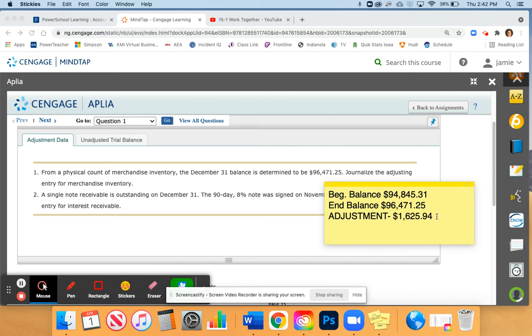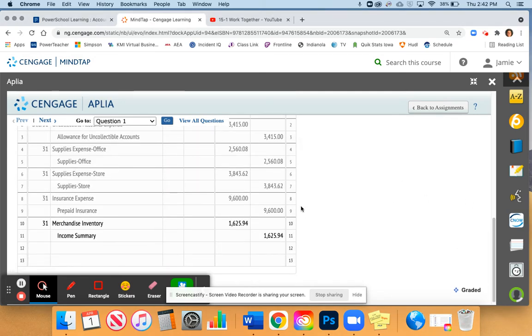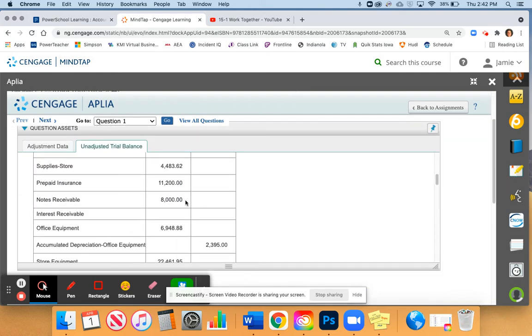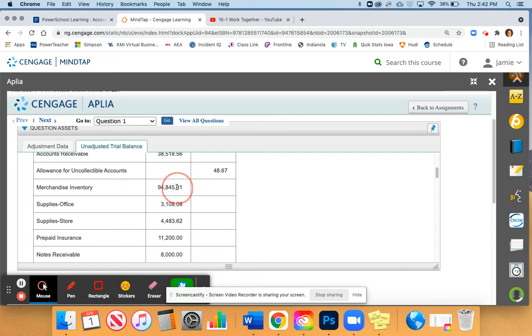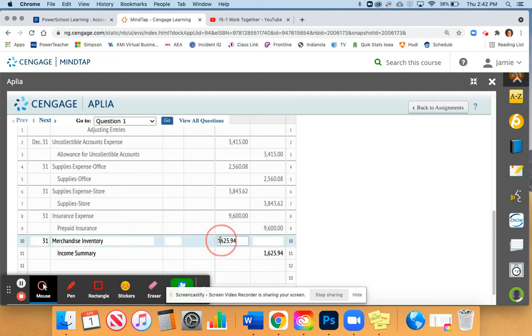So we actually ended with more merchandise than we started with. So we need to actually increase merchandise inventory by this amount. So in our general journal, merchandise inventory had a debit balance in our unadjusted trial balance, a debit balance here, and we need to increase that. So we increase a debit with another debit, so debit merchandise inventory for that amount, and credit income summary. So that is our merchandise inventory adjustment if we end with more merchandise than we begin with.